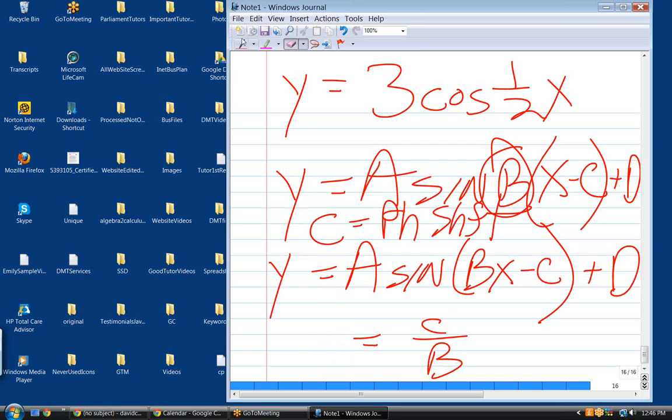Okay, so it matters. And regardless of whether your system puts it inside or out, when you're only dealing with period, it doesn't matter whether it's inside or out. But if you have a phase shift, then it makes a great deal of difference.